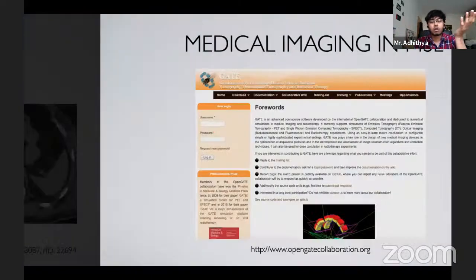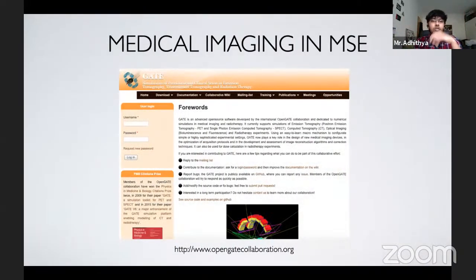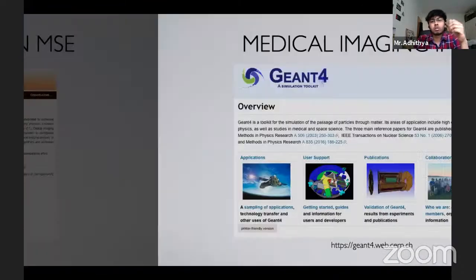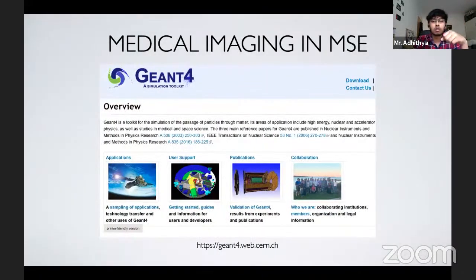Moving on, before that, this is the simulation open source software which you can download or install on Linux, Mac, or Windows, any OS. You could visit the website opengatecollaboration.org. If you're interested in simulations, or if you're new to simulation and want to try how this works, you could check out the website of Gate, or you could also check out the website of Geant4.